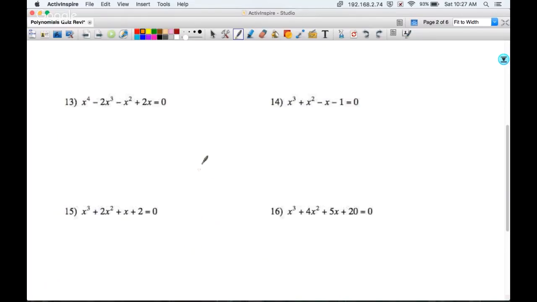13. Now I see 4 terms. Anytime you see 4 terms, try factoring by grouping. All right, it might not work, but it's pretty quick, and when it does work, we get our answer really quickly. So I'm going to create my groups like this.